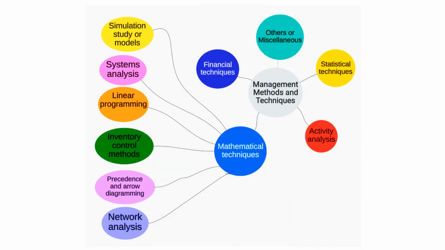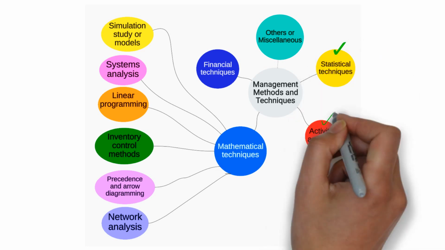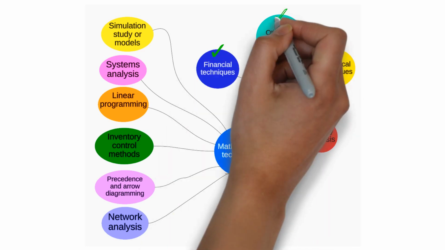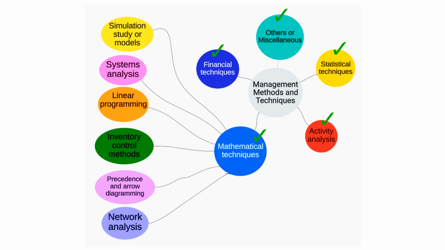We discussed that management methods and techniques are broadly classified into 5 categories: statistical techniques, activity analysis, mathematical techniques, financial techniques, and others or miscellaneous techniques. Mathematical techniques include techniques like simulation study or models, systems analysis, linear programming, inventory control methods, precedence and arrow diagramming, and network analysis. In this session, we will discuss the network analysis.